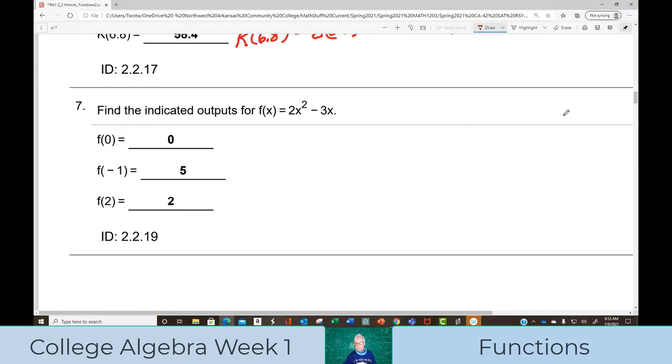Now, okay. I suppose we should do this on the calculator just to get you used to it, but I kind of hate to do that. All right, f of 0. Well, if f of x is 2 times x squared minus 3x, then f of 0 is going to be 2 times 0 squared minus 3x.